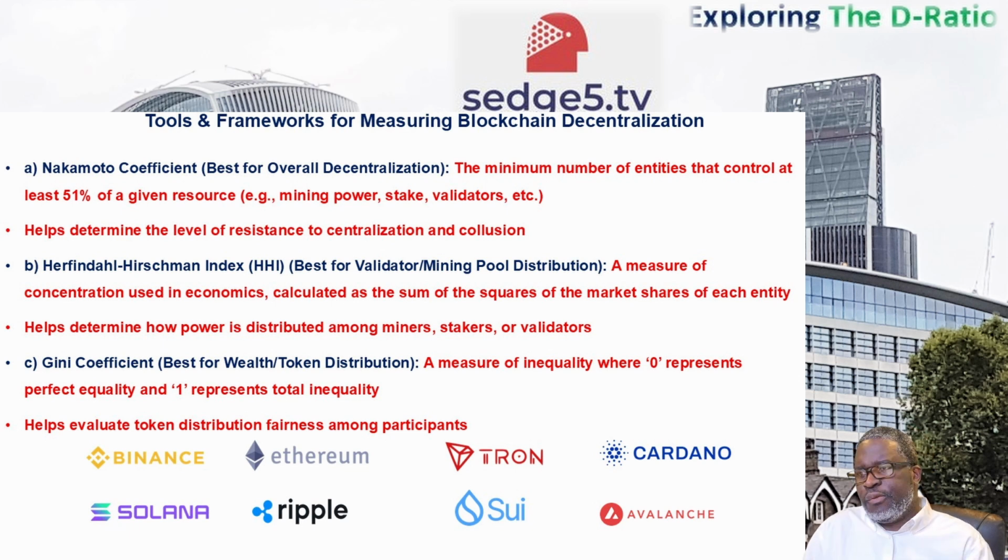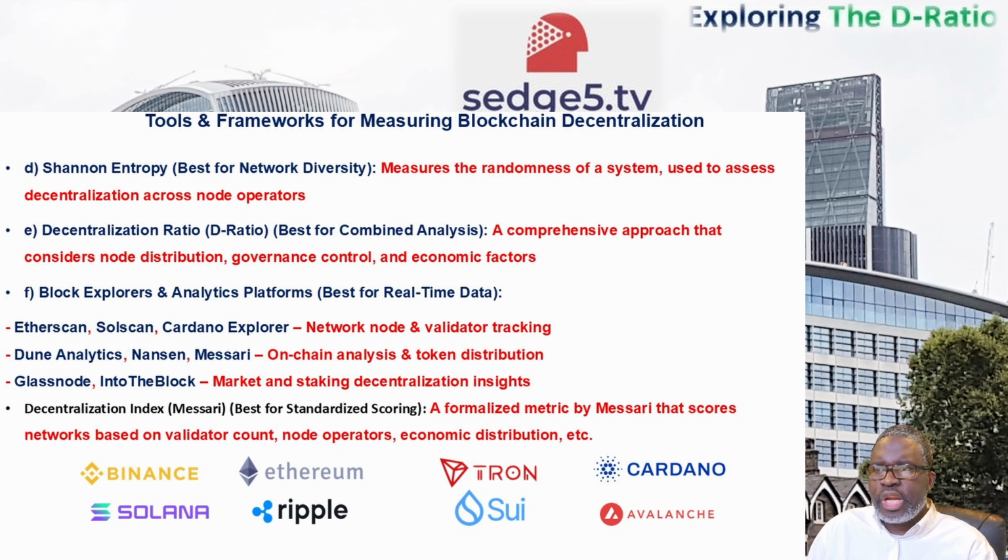The fourth tool or framework we're going to be looking at is the Shannon entropy, best for network diversity. Shannon entropy measures the randomness of a system used to assess decentralization across node operators. It can be used to assess how evenly validators are spread across different node operators. And tools you can use to calculate the Shannon entropy include Python scripts, blockchain analytics, APIs, and so forth. Obviously, some guys in the know will have different tools that they can use to calculate this.